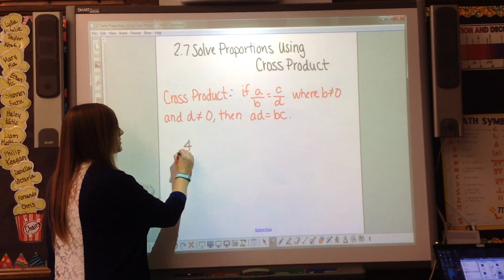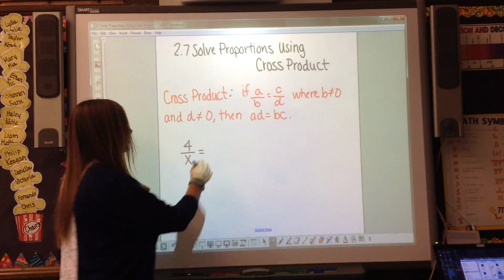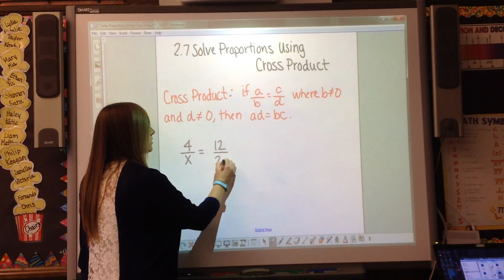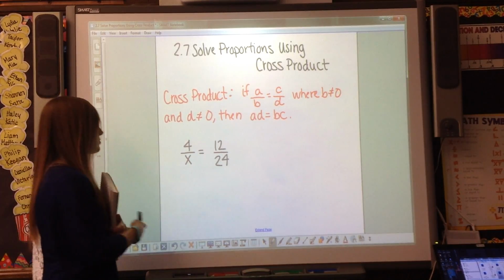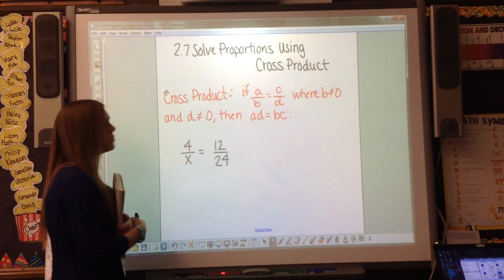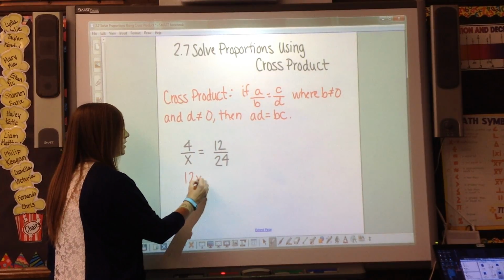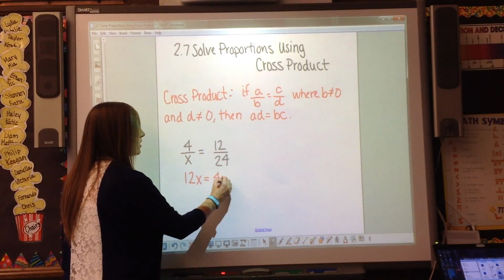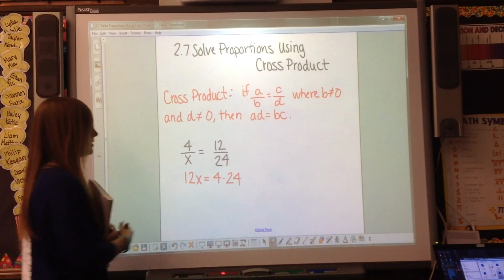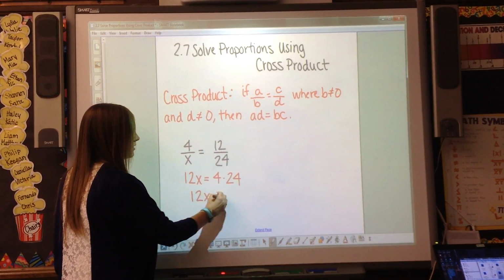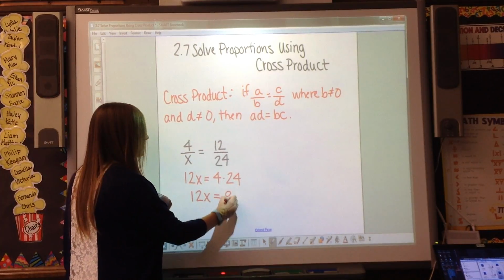Let's try this. 4 over x equals 12 over 24. Okay, so yesterday we solved algebraically. Now we're going to solve by using cross product. Cross product is where you multiply across. So I'm going to multiply 12 and x, and I'm going to multiply 4 and 24. And then I'm going to solve it algebraically. So I have to figure out what 4 times 24 is, and that's 96.